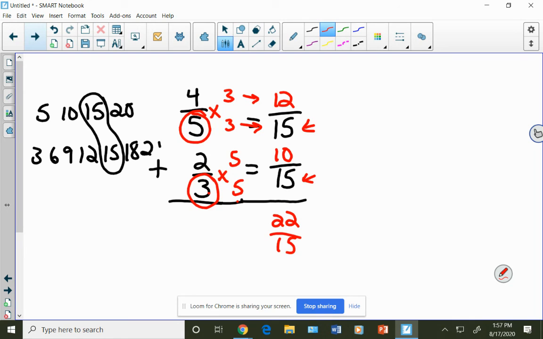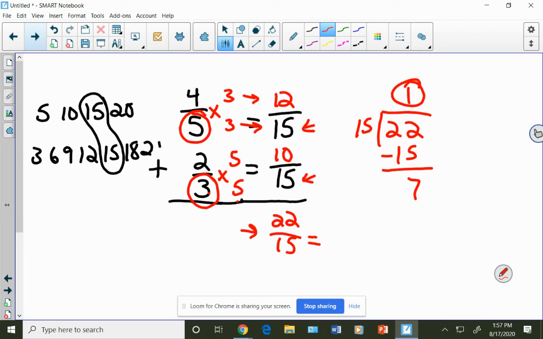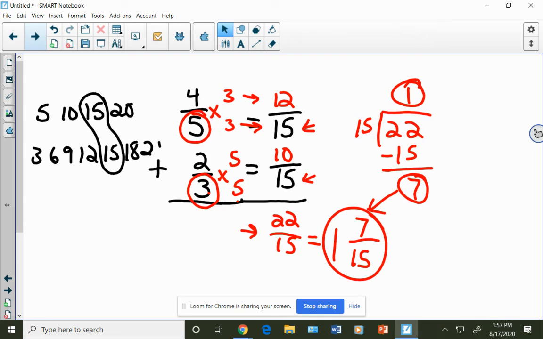Can you leave it 22 over 15? No, it's improper. How do I get rid of it? Divide. How many 15s are in 22? 2 15s is 30, so that's too much. So 1 15 is 15. Then I can subtract, 7 left over. My answer is going to be 1 whole, 7 left over. The denominator stays the same. My answer to this problem is 1 and 7/15. So that's how we add fractions with like and unlike denominators. Hopefully this has been helpful.